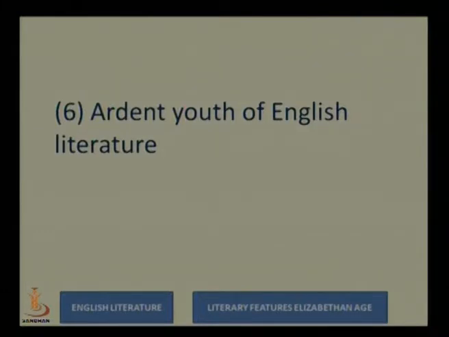Therefore, we call this, because there were a lot of young writers who came ahead and started experimenting with different styles. They started writing different genres, and therefore you will find that you call it the ardent youth of English literature. The Elizabethan age is therefore very youthful, very buoyant, full of the spirit of adventure, breaking from the traditional spirit.